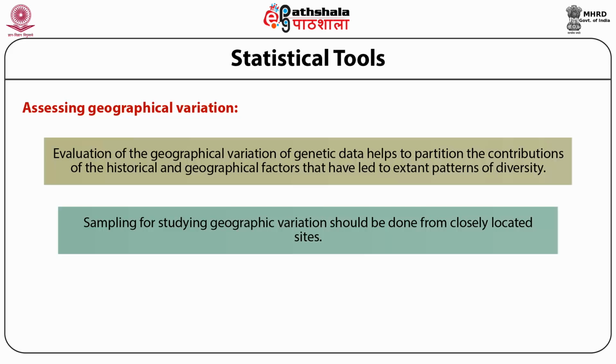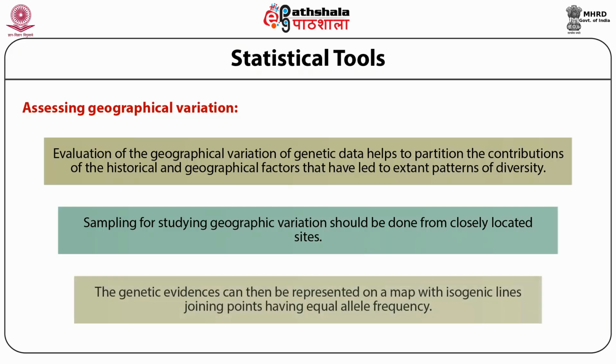Distance between sites of sample collection is calculated by first estimating the great circle distance and then taking into account the recent migratory history of Homo sapiens. That is the method for calculating geographical distance given in Ramachandran et al. 2005. The genetic evidence can then be represented on a map with isogenic lines joining points having equal allele frequency. Genetic boundaries that signify genetic differentiation between neighboring populations due to limited gene flow can be analyzed from these maps.